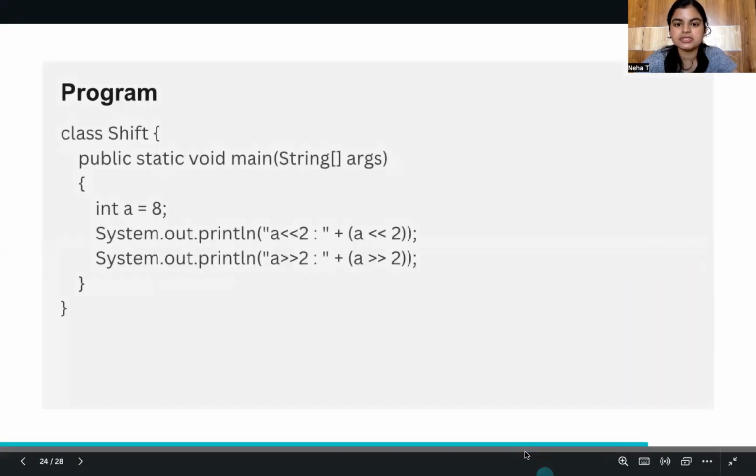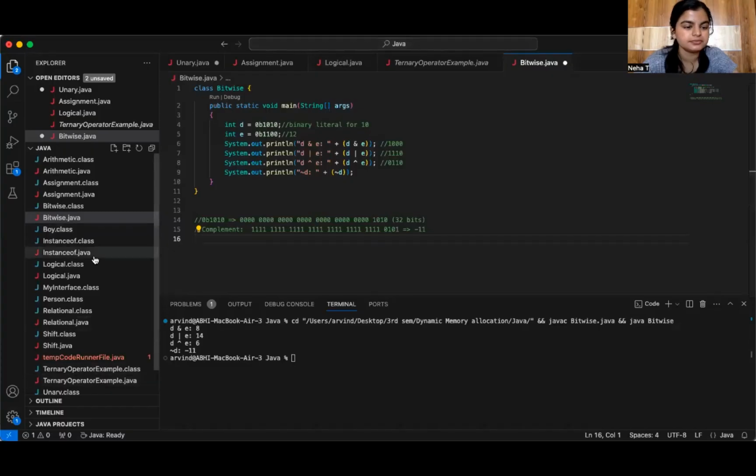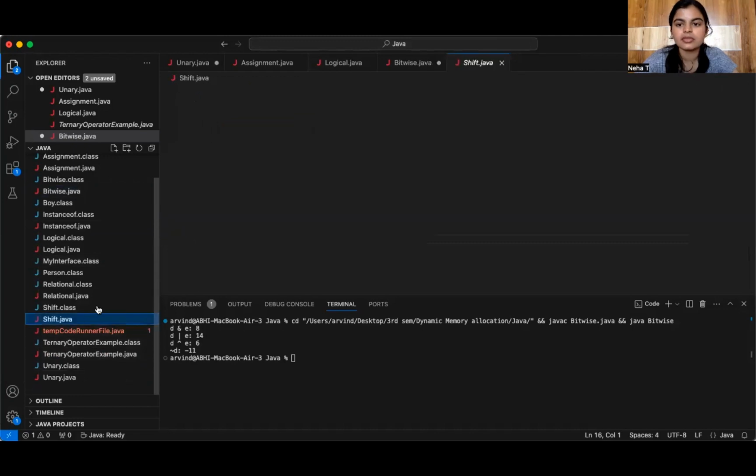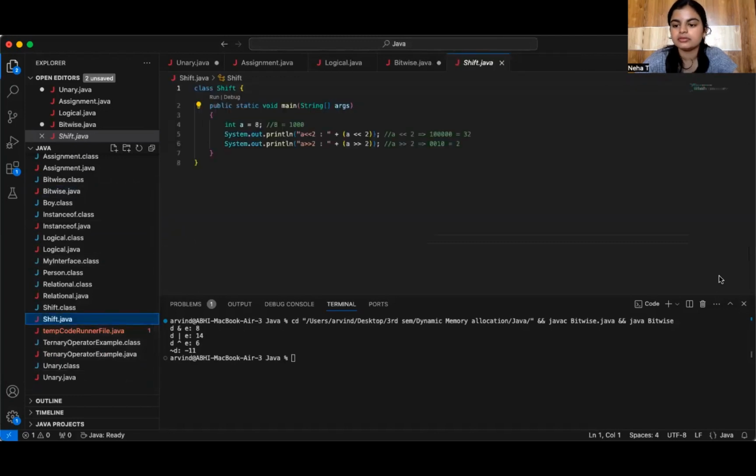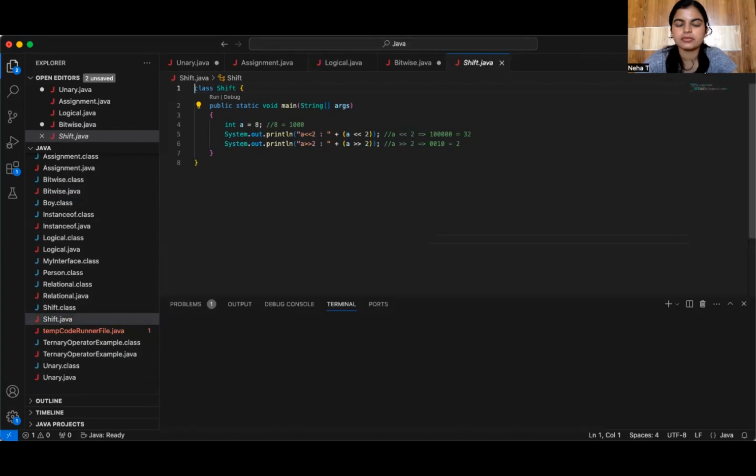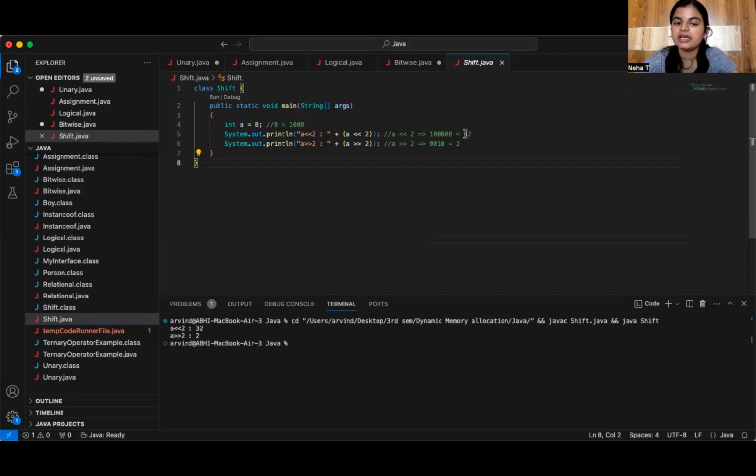So the program for shift operator. In this, A is equal to 8 that we are taking. If we are shifting A, this is left shift. We want to shift it to the left side. So if we are shifting to the left side, we'll be adding zeros to the right side. And if we are shifting to the right side, we'll be adding zeros to the left side.